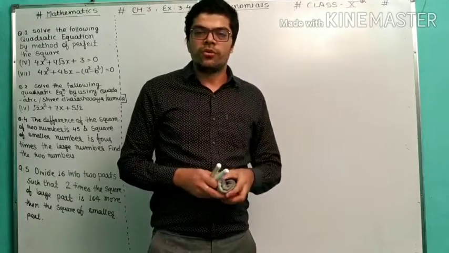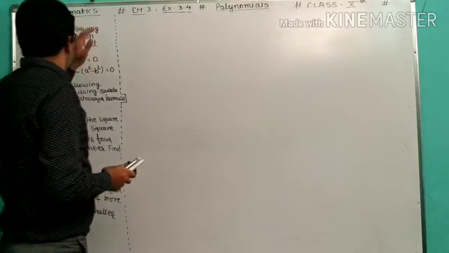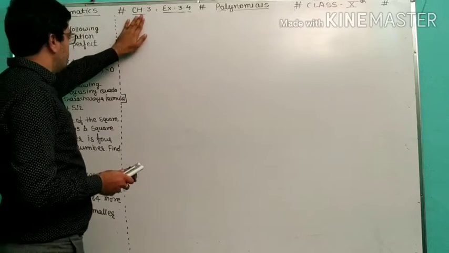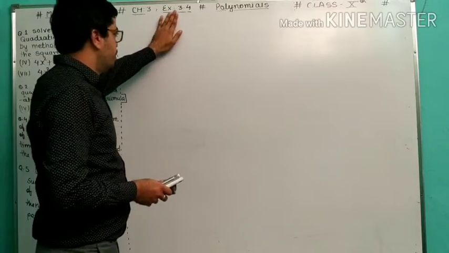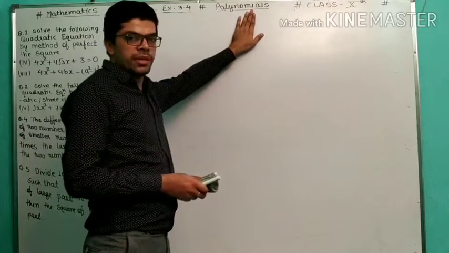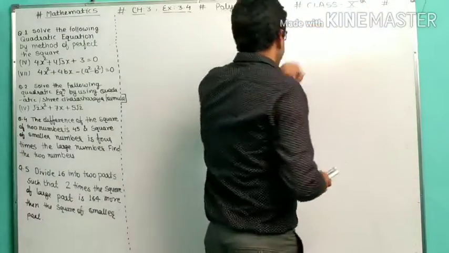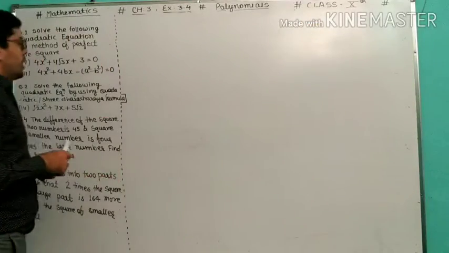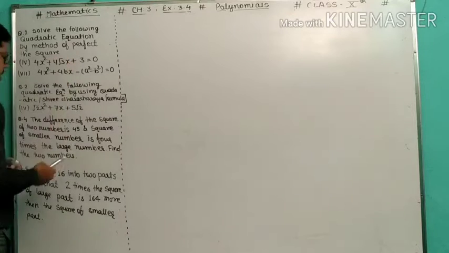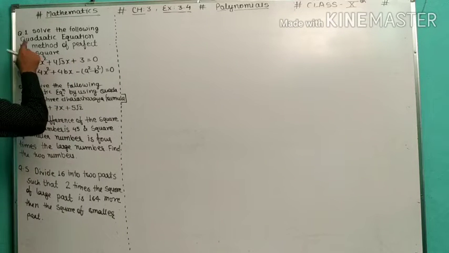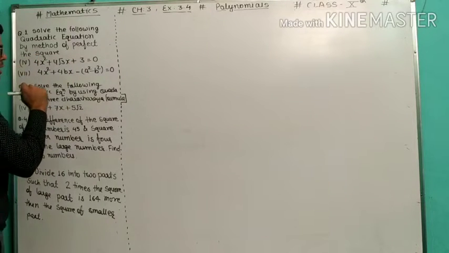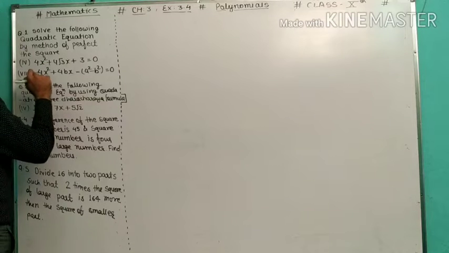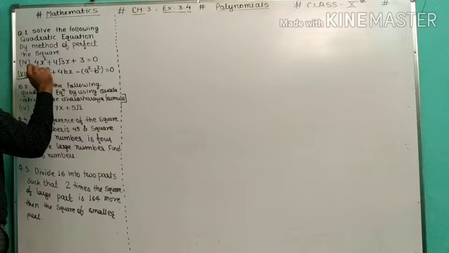So today we are going to discuss mathematics, chapter number 3, exercise number 3.4, and the name of the chapter is Polynomial, for 10th standard. Different questions we are going to be covering here. The first question I am going to take from exercise number 3.4.